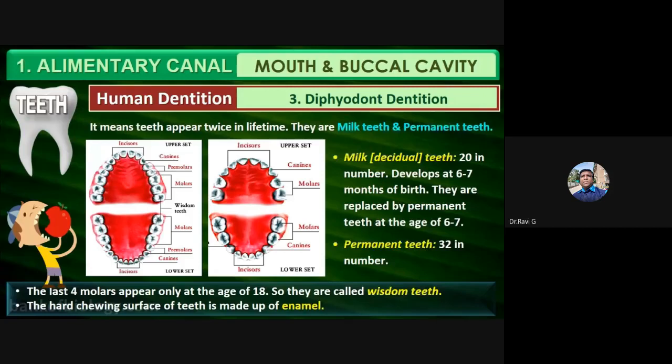The last four molars appear only at the age of 18 years, so we call them wisdom teeth. Okay, so these are things that we have to remember in case of dentition formula.